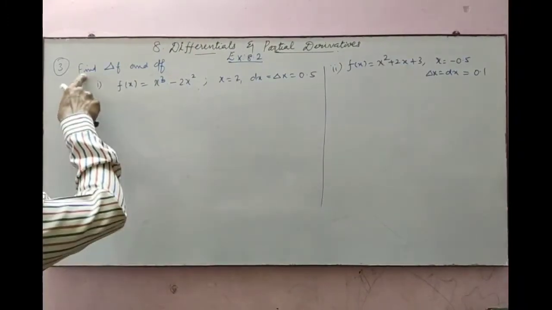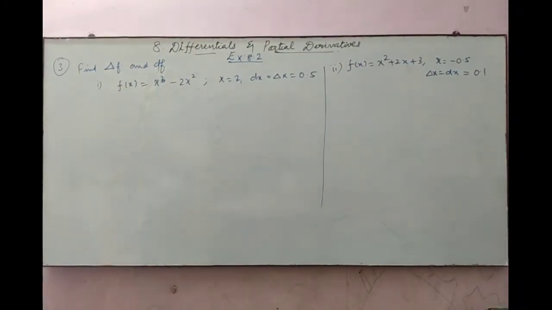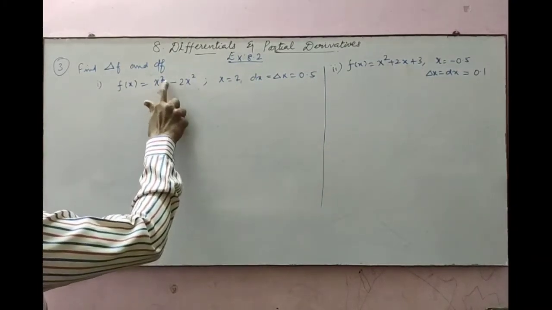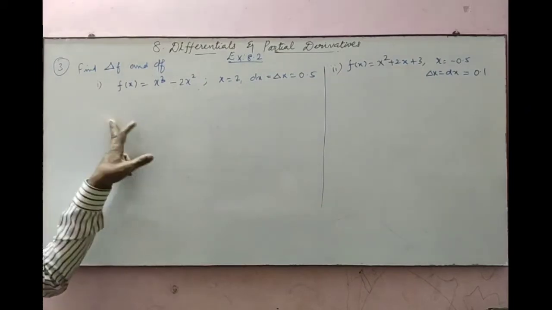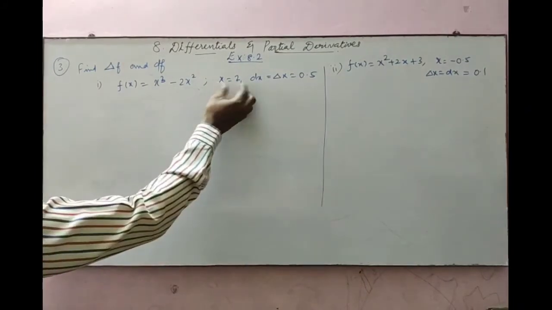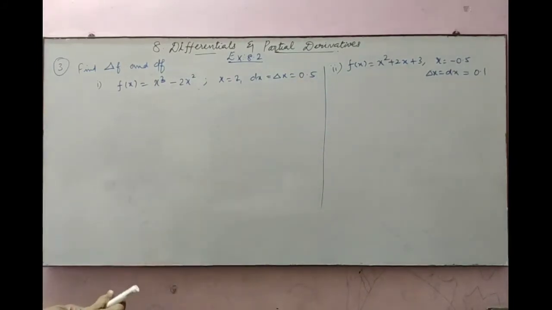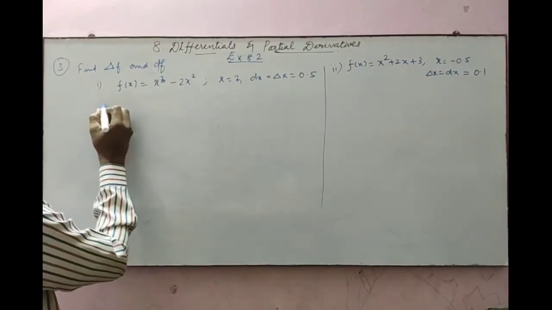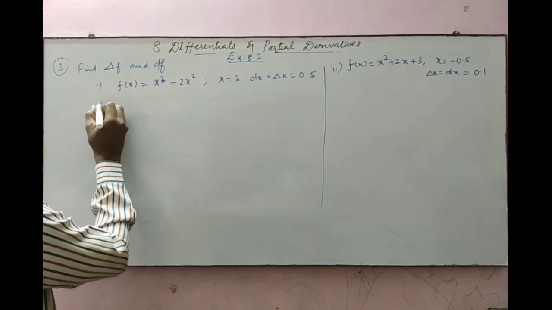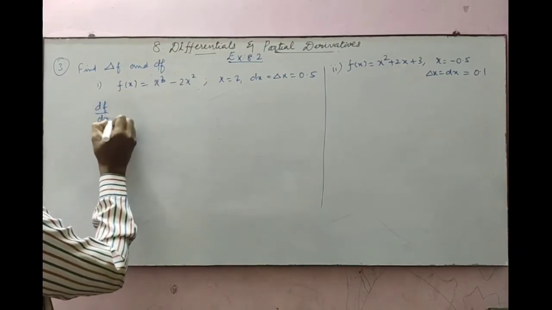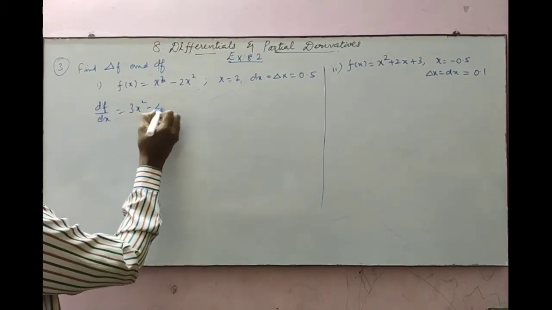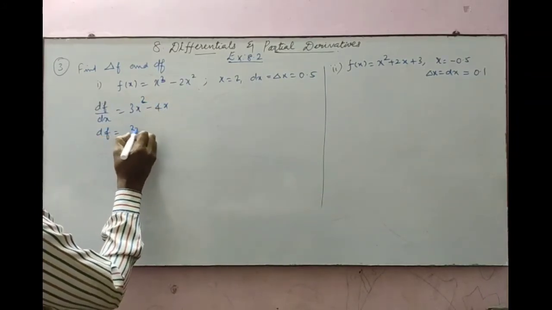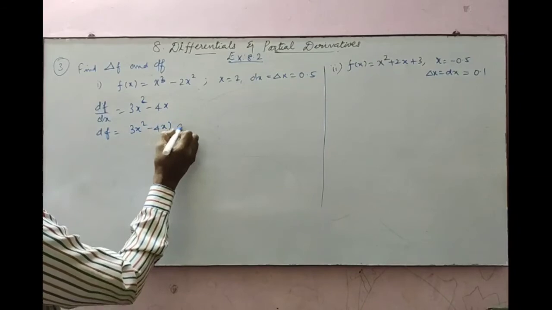Next in the third sum, you have to find the delta f and the df. Here the function f of x is given as x cube minus 2x square. This is the first subdivision, with x is equal to 2 and dx or delta x is equal to 0.5. So first I am going to find the df. For that I am going to differentiate this function with respect to x. You will get df by dx equal to 3x square minus 4x, then the df is equal to 3x square minus 4x into dx.